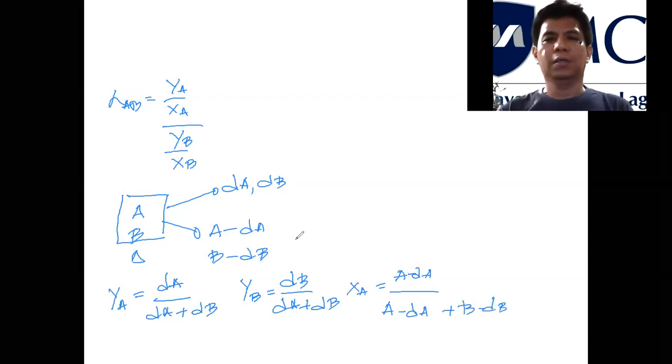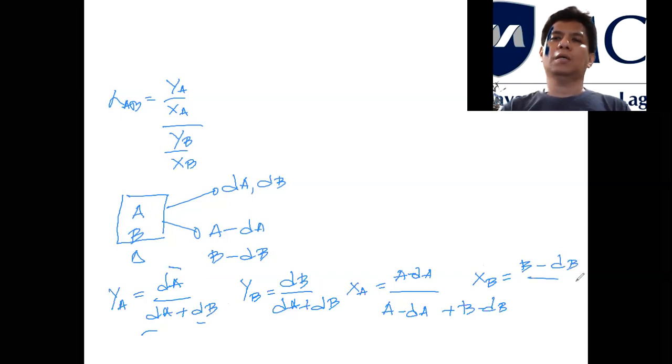I hope you can see the reason why y sub A is D sub A over D sub A plus D sub B. No? Because as you can see, D sub A is the number of moles of A. And then in order to find out the mole fraction of A, you simply divide the number of moles of A by the total number of moles. Ganun lang naman yan. Ganun din sa x sub A. So sa x sub B, you will have B minus D sub B divided by A minus dA plus B minus D sub B.